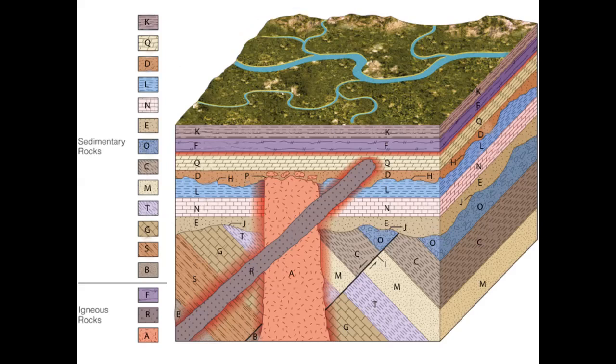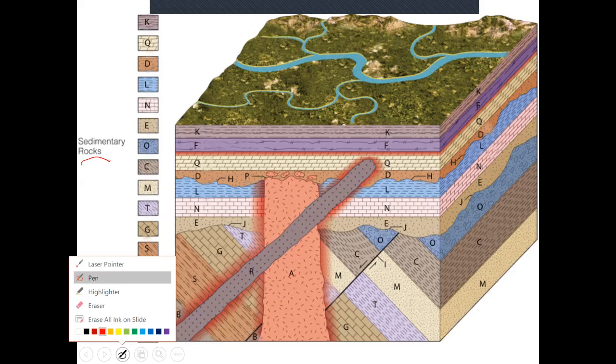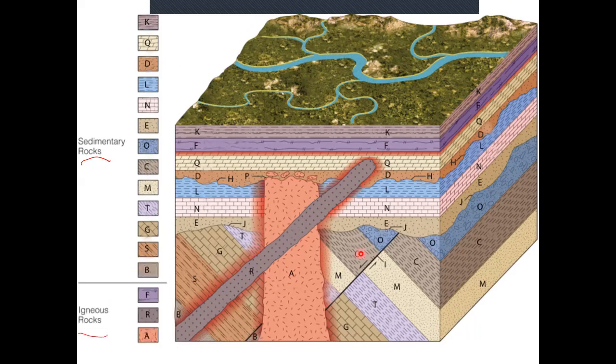So we see this geologic section is pretty complicated, but it's not that bad. We have a bunch of different units of bedrock. Most of them are sedimentary. Some of them are igneous. The only igneous ones are F, R, and A. We have a couple other features. We have this fault right here. This fault right here is labeled I.